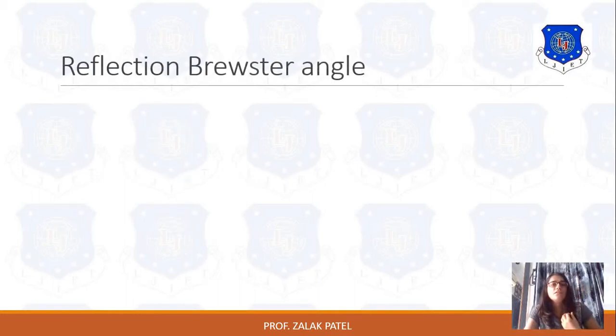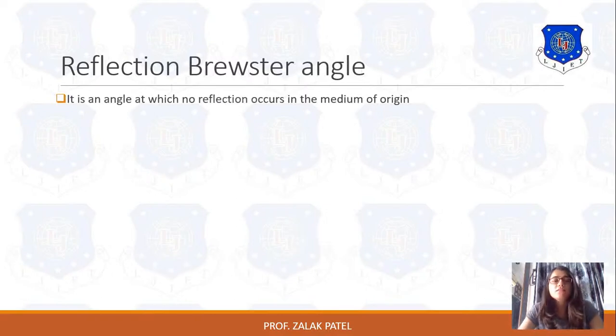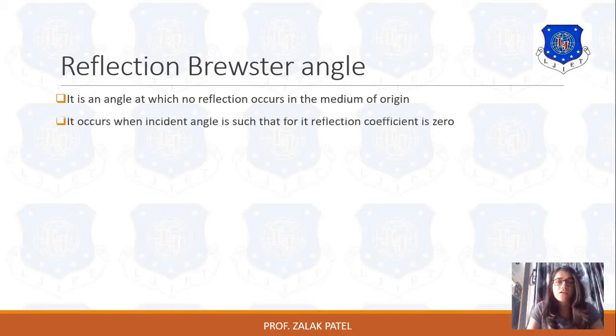So now next is reflection, the Brewster angle. Brewster angle is taken when no reflection occurs in the medium of origin, meaning at the incident wave side. For this angle, the incident angle should be such that the reflection coefficient is 0. Now if the reflection coefficient is 0, it again depends on the load impedance and characteristic impedance. So these values are also affected because of this Brewster angle.